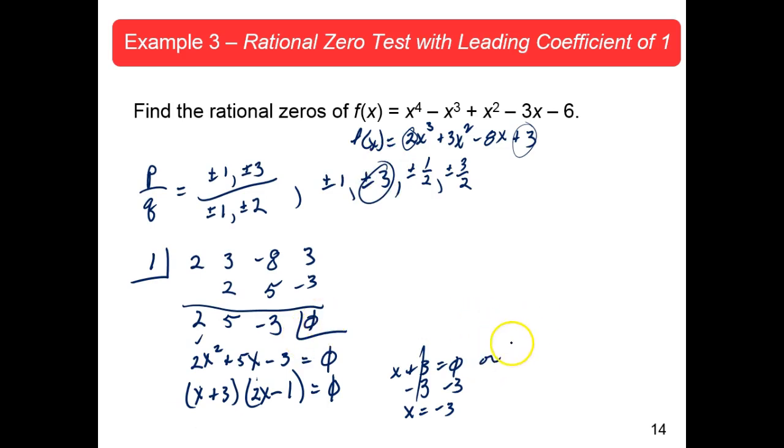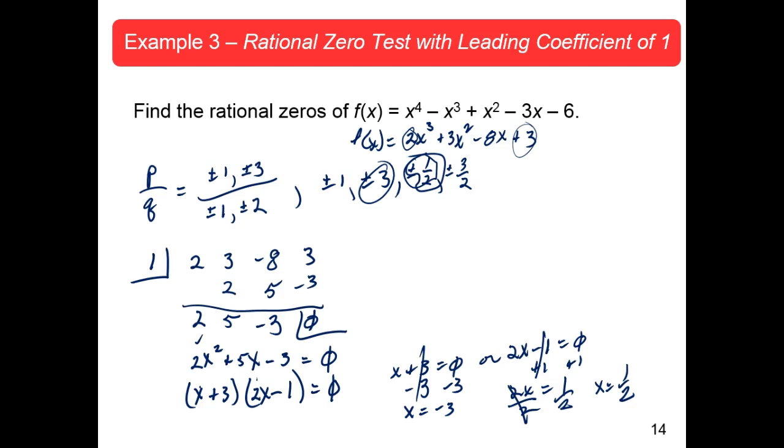Or 2x minus 1 equals 0, and what would that result in? Add 1 to both sides, and that gives you 2x equals 1. Divide by 2, and that gives you x equals 1/2. There's the other one. x equals positive 1/2. Yeah, we guessed right.